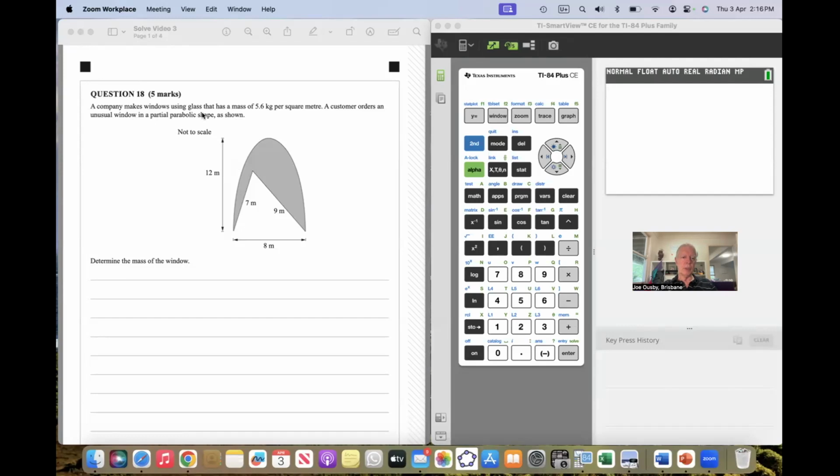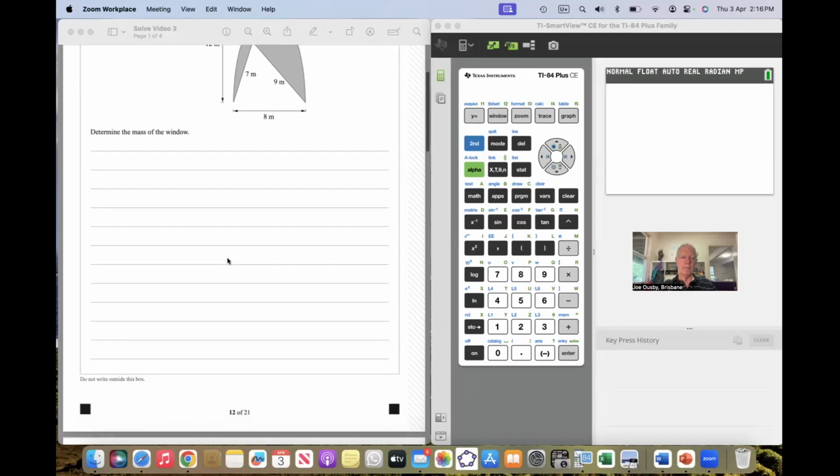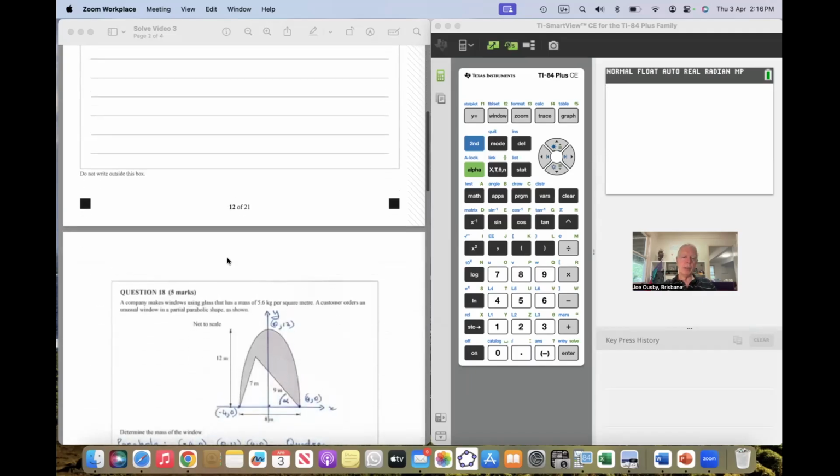Now, a company makes windows using glass, mass of 5.6 kilograms. Okay. A customer orders an unusual window in a partial parabolic shape as shown. Determine the mass of the window. Now, my approach always is whenever they're giving me a diagram and I need to define some variables, I'm going to define them on the diagram rather than actually writing out what I'm defining it as.